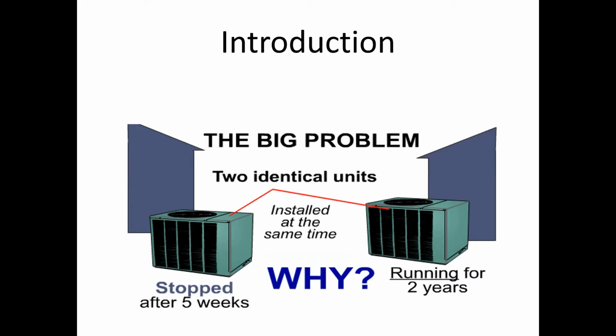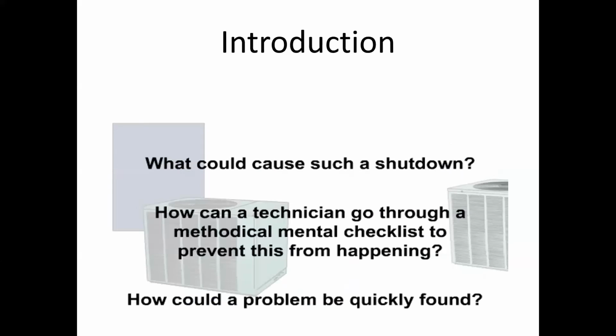So you have one that had a failure after 5 weeks, and the other system's running for 2 years. Why is that? Is one of those systems a lemon? No, right? It's probably that there's some other issue on site that's contributing to or causing those failures. So that's one of the things we're going to talk about today, right? We're going to take a site survey, and we're going to try to figure out what is causing whatever problem that we're seeing, right?